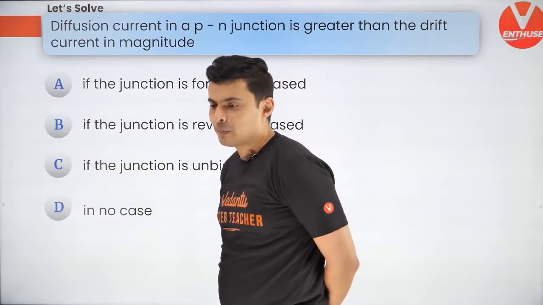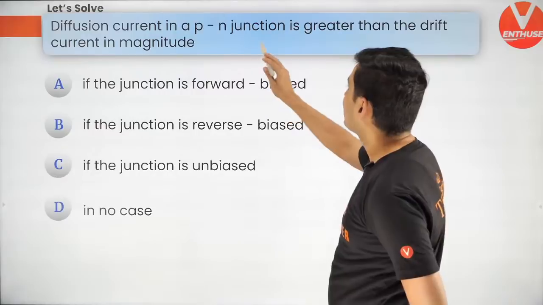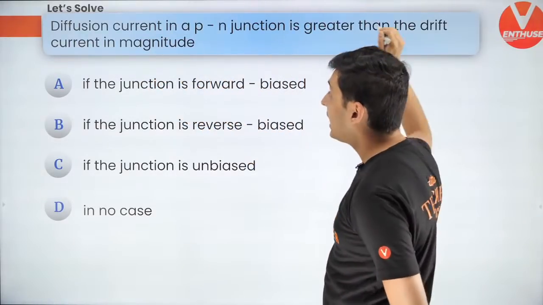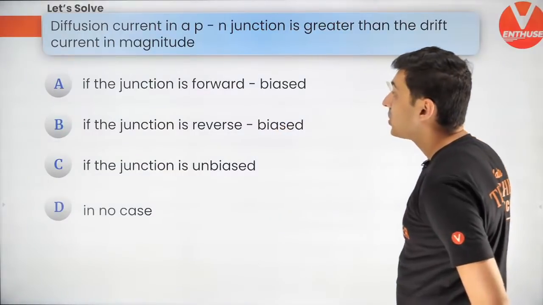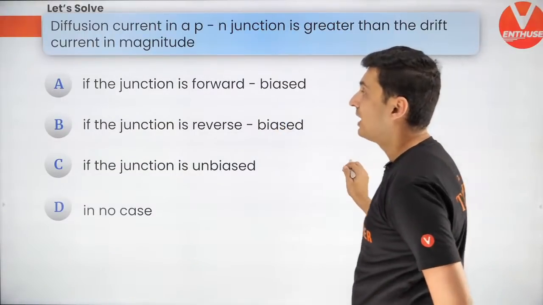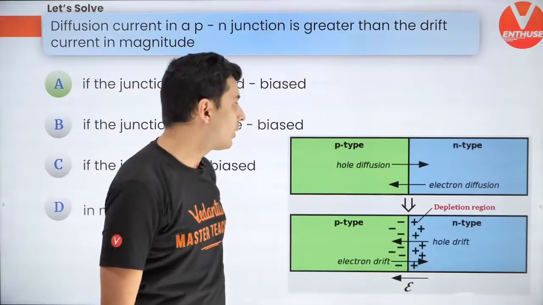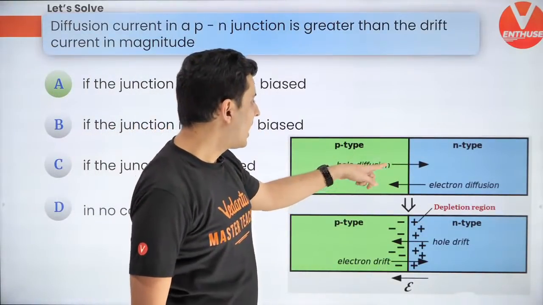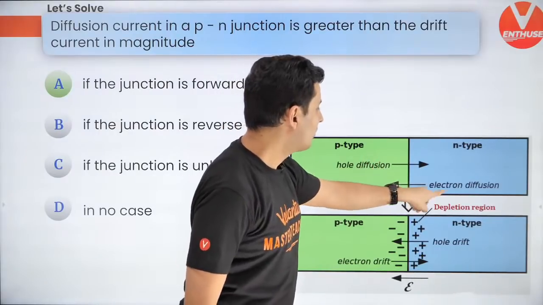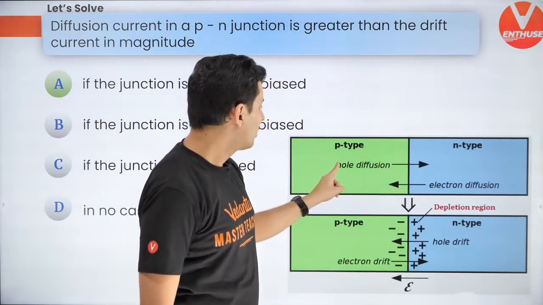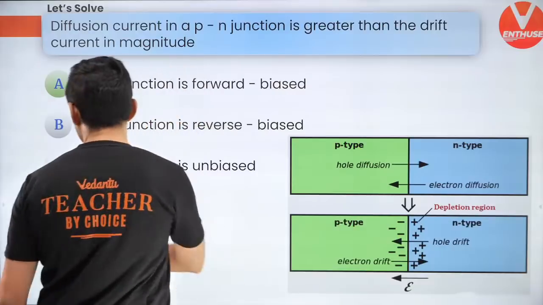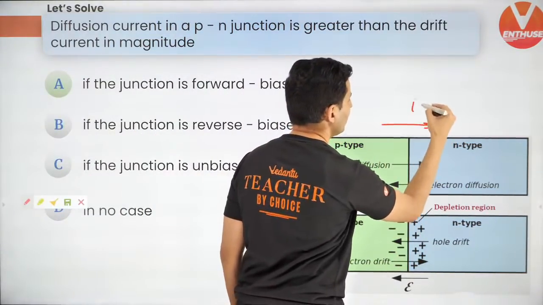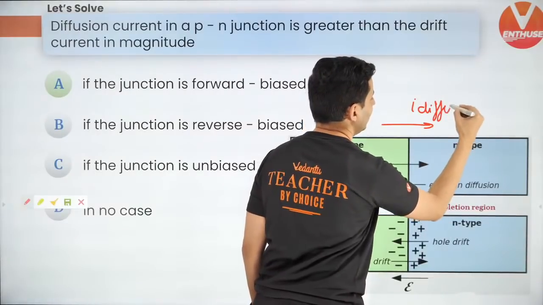Okay, I'll tell you what. See guys, who is more? Diffusion is more than the drift. So then the junction will be in forward bias. Yes, it will be in forward bias. Recollect the diagram. Diffusion happens, for electrons it goes from here to here. For holes it happens from here to here. So the actual current, the diffusion current, is this side, right?